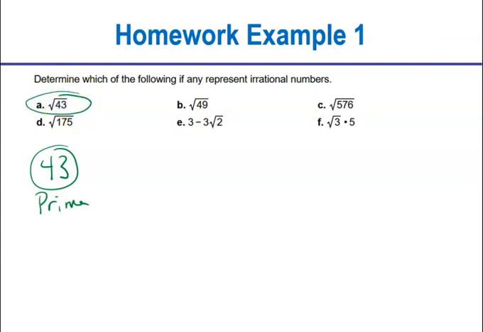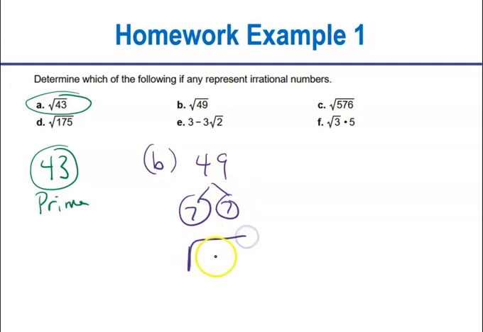On the other hand, question B, if you break it down, that's 7 times 7, that is the prime factorization, and the square root of 49 is the square root of 7 squared, and the square root of 7 squared is just 7, so that is not irrational, so I'm not going to circle it. Now let's check out question C.